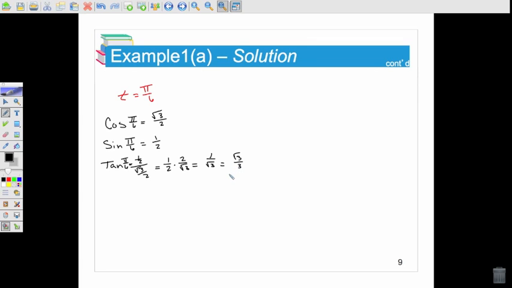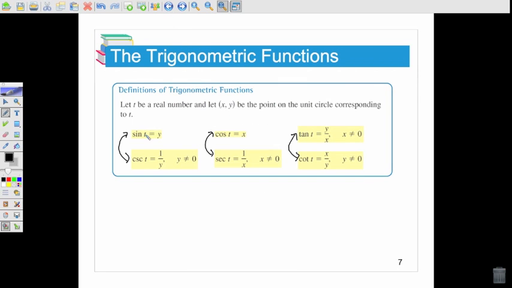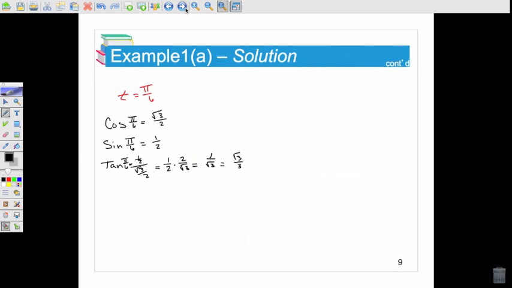Now, how do I get the others? Well, what is beautiful about this is that, remember we were talking about their relationships with each other? Their relationships are reciprocals. We just have to remember which one is reciprocal to which one. Sine has a reciprocal of cosecant. Cosine has a reciprocal of secant. Tangent, reciprocal of cotangent. So, sine has a reciprocal of cosecant. Cosine has a reciprocal of secant. And tangent has a reciprocal of cotangent.